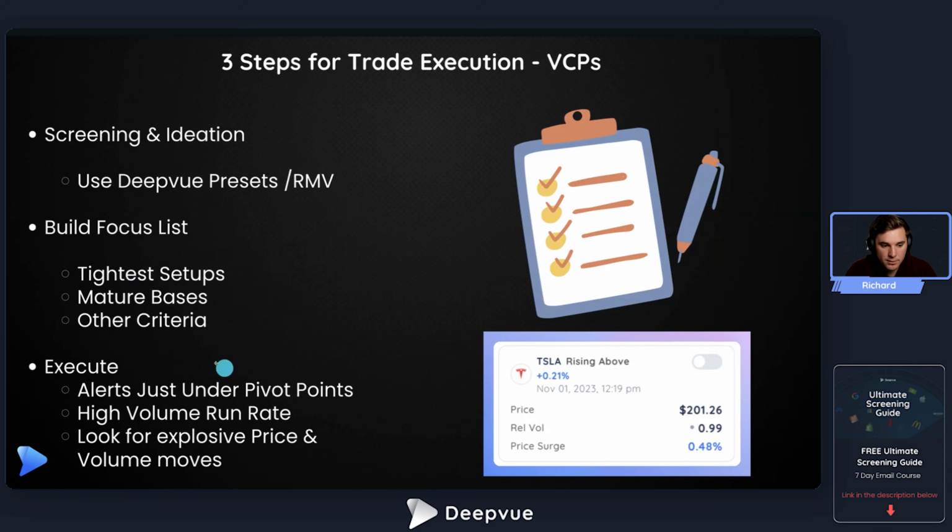Then after that, what you have to do is place alerts just under the pivot buy point. And then when those trigger, look for high volume run rate. We've got that built into Deepvue, as we'll show in just a minute. And on that breakout, you really want to see explosive price and volume moves, ideally run rates going over 50% above average, something like that. And the higher, the better. And ideally, the stock just takes off and sees follow through. That's kind of the best case scenario.